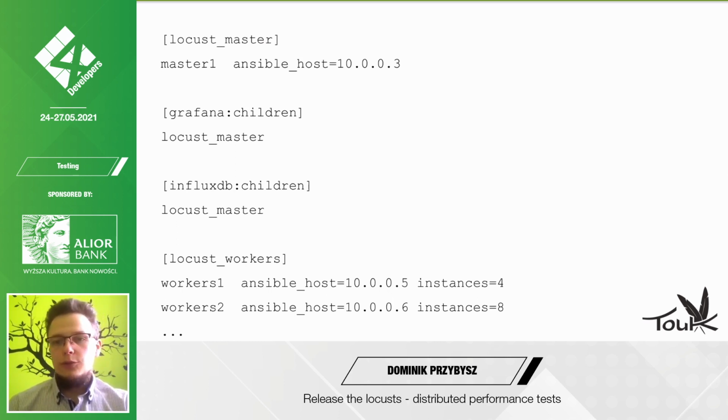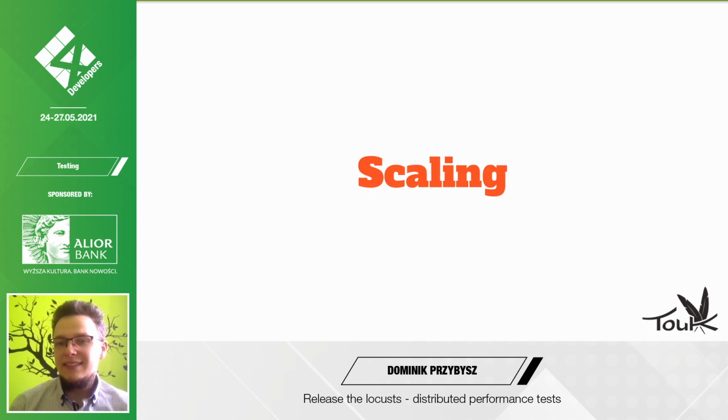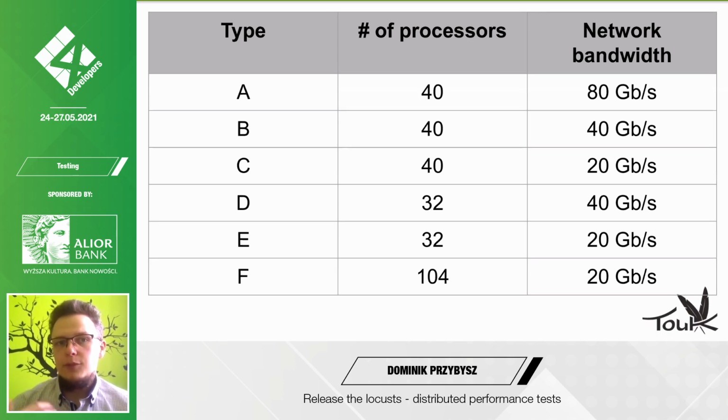So our Locust master was on a certain machine. On the same machine, we have installed Grafana and InfluxDB, and we also have a set of worker machines where we can have a lot of instances of Locust installed at the same time. Why did we install a lot of instances of Locust on one machine? It's because we needed some scaling of those workers, and it was connected with the fact that all the worker machines weren't the same.